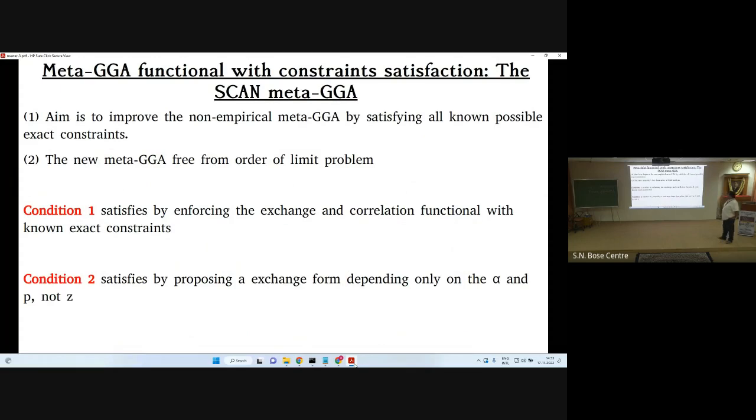Now, we have this meta-GGA functionals, and there are several meta-GGA functionals. It has been shown that not all the constraints are satisfied by the meta-GGA functionals. So he collected all these constraints and summed them up to 17 constraints. Some constraints are to be satisfied for the exchange, some for the correlation, and some for both exchange and correlation. Using those 17 constraints, he has given the SCAN functional. So it is basically the enforcement of the constraints in the functional construction.